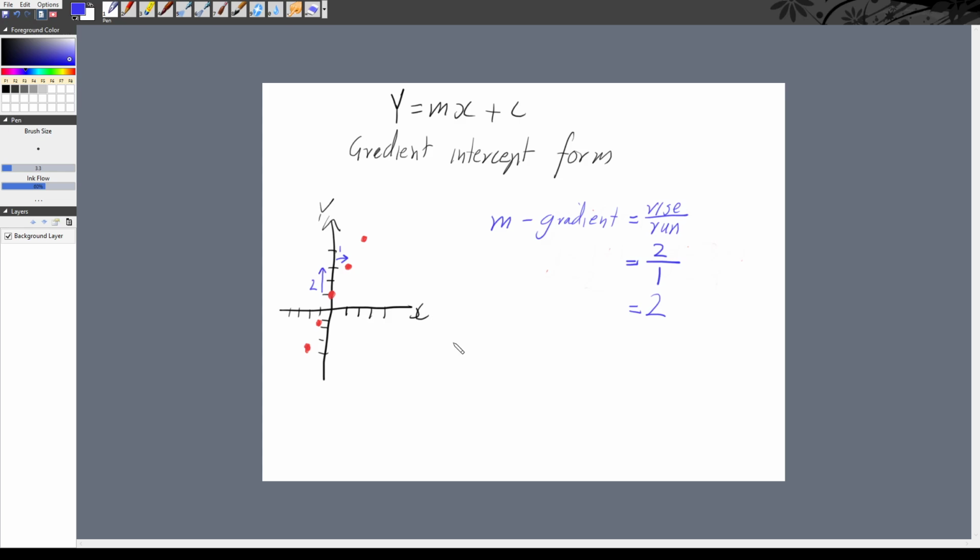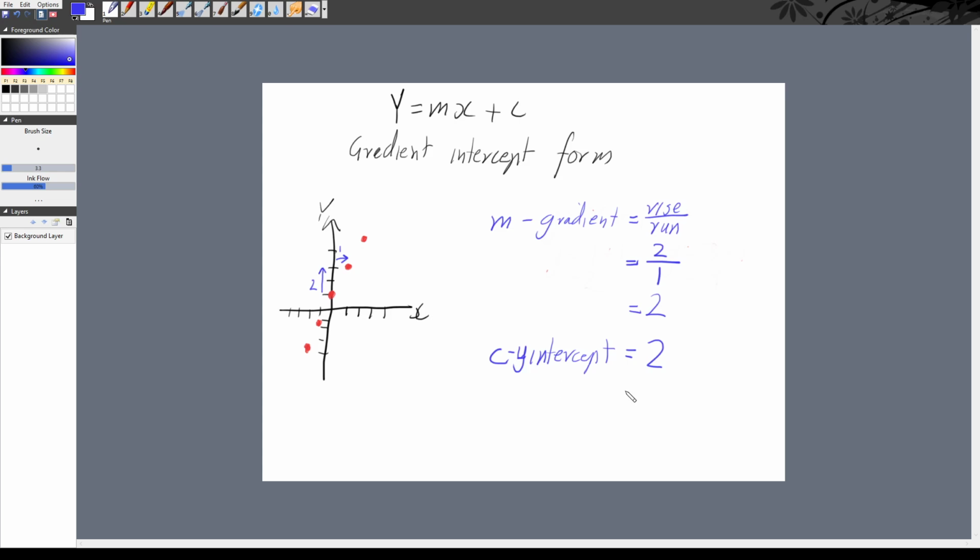Now, c is the intercept. C is the intercept. And that is where x is 0, and it crosses my y-axis. So the y-intercept here is 2, because it crosses at 2, right here.